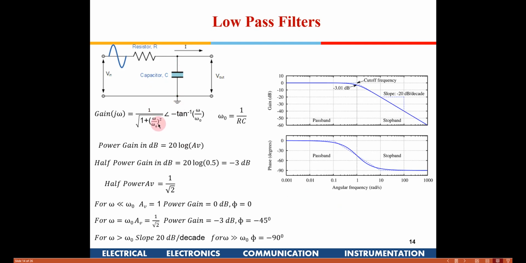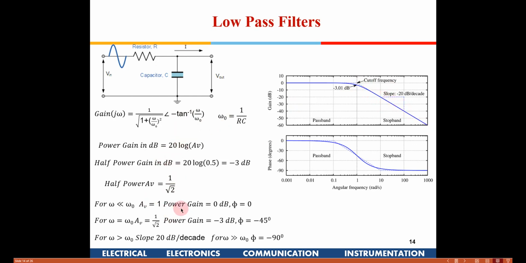Now that it's written in the polar form, let's see what happens. For omega equal to 0, this term vanishes, so it will become 1 divided by 1. So the gain is 1. For low frequencies, the gain is 1, right? And for omega equal to omega 0, this will become 1 by root 2. So at the cutoff frequency, it will be 3 dB down, and after that it will fall at minus 20 dB per decade.